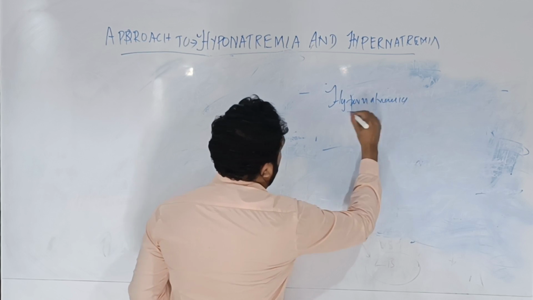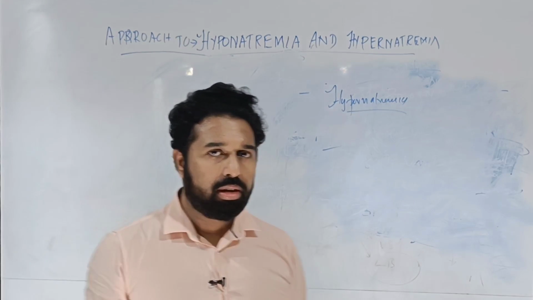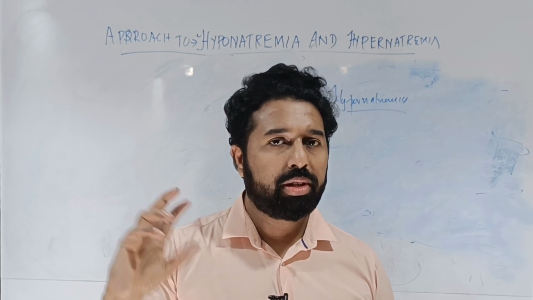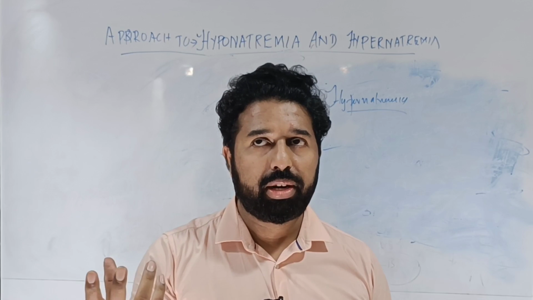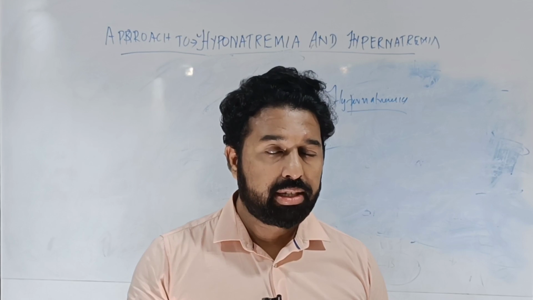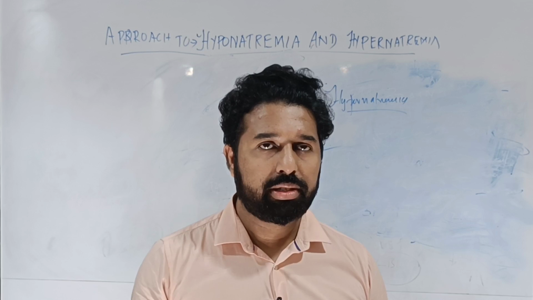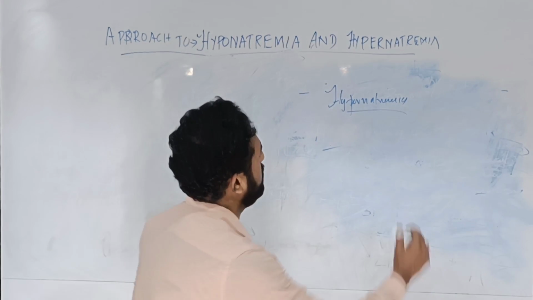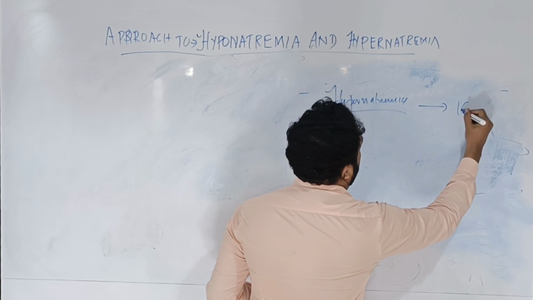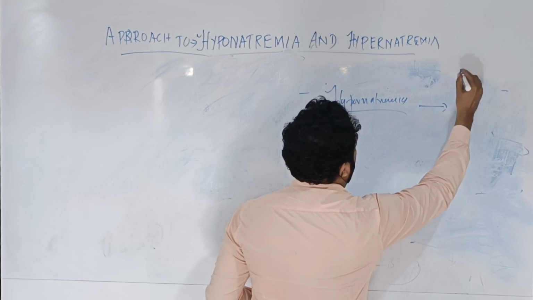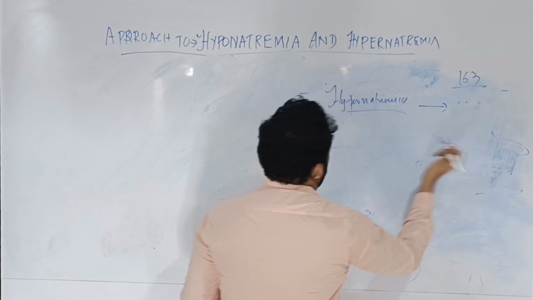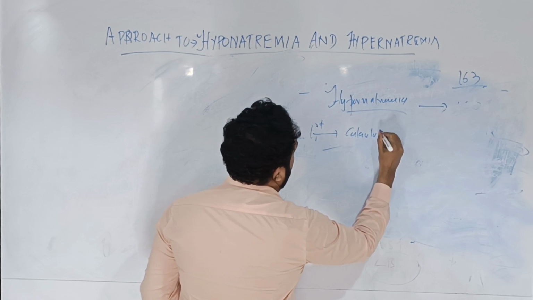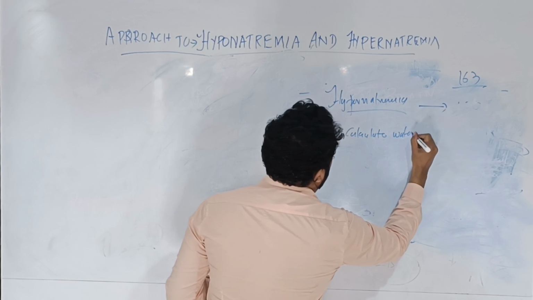Hypernatremia is usually common only in patients who are in a comatose state. As I told you, the osmoregulatory center is in the supraoptic nucleus. It maintains ADH as well as the thirst of the patient. So it's usually patients who are not drinking water who get hypernatremia. Say the patient has a sodium of 163. The first thing that you have to do is calculate the water deficit.